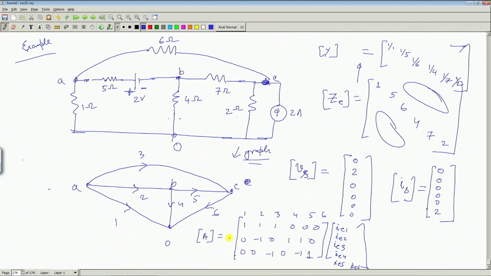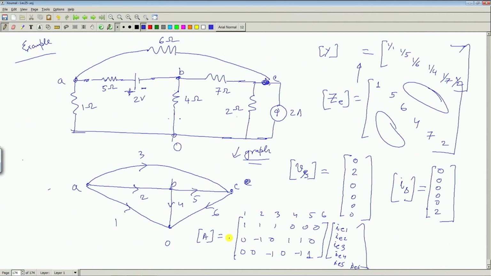A matrix is ready. Now, the question is how to find out the B matrix? Okay, to find out the B matrix, you have to draw a tree, is it not? Then find out fundamental loops there. So, depending upon the tree you draw, identify the loops and then apply KVL in those fundamental loops, and get the B matrix.